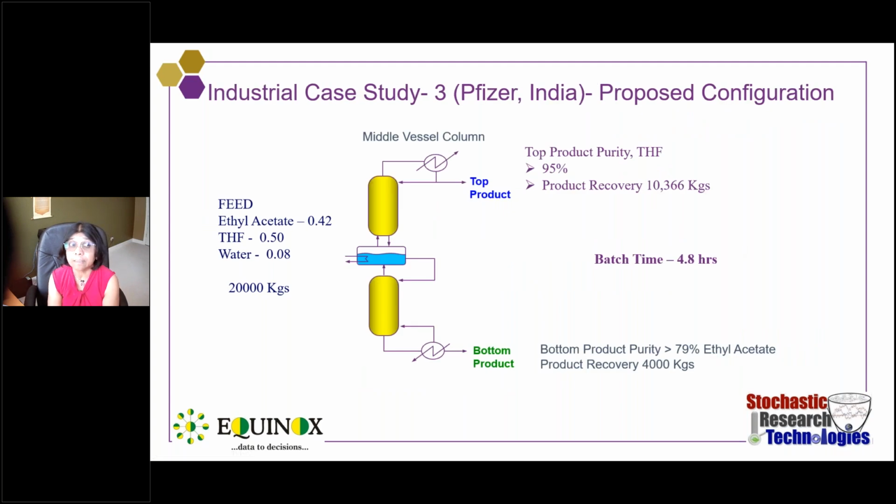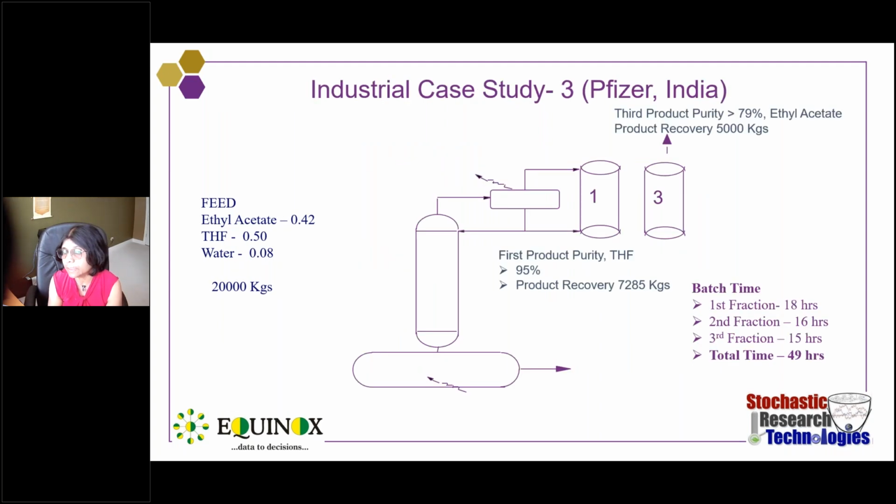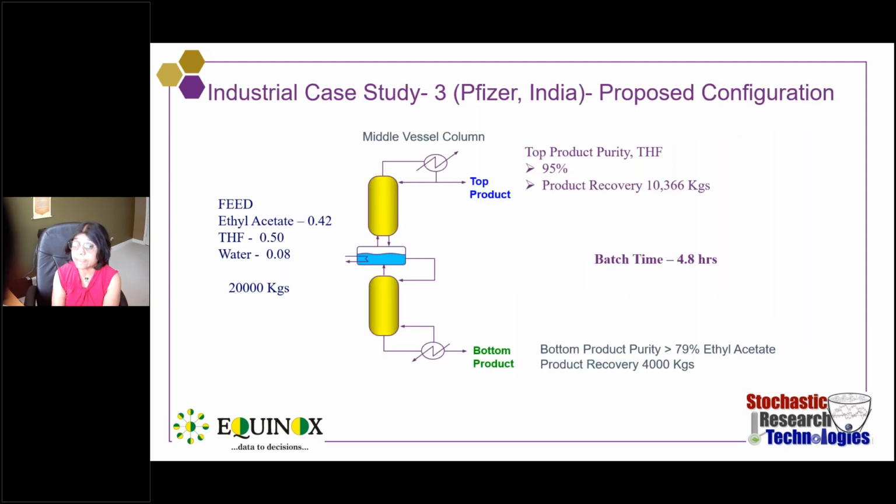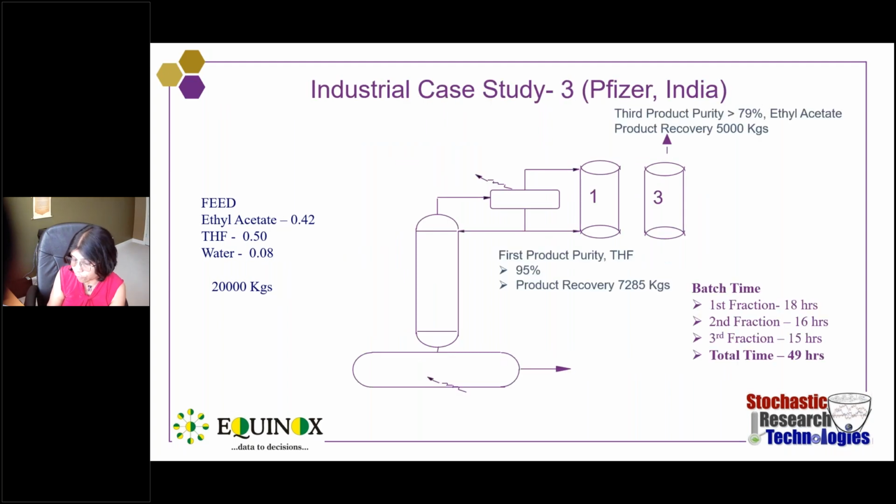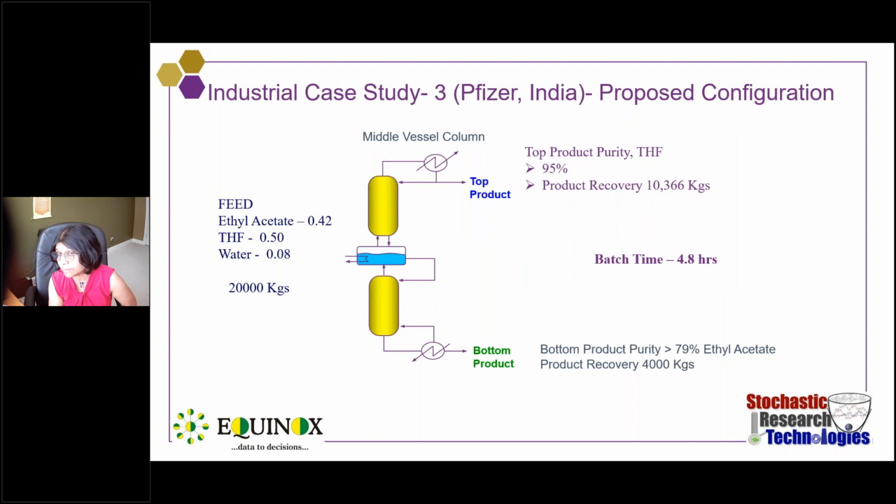What we proposed is a middle vessel column. If you look at the product, they were getting 7,295, I have camouflaged things here, per batch, and 5,000 kgs of the other product. What we suggested is to use a middle vessel column. Instead of 49 hours, they can get 4.8 hours of batch time, which is an order of magnitude reduction in batch time, meaning profitability, and they get more THF. Instead of 7,000, you get 10,000 kgs of THF, and ethyl acetate is less. Instead of 5,000, we get 4,000, but their main product is THF. So this is the proposed configuration.